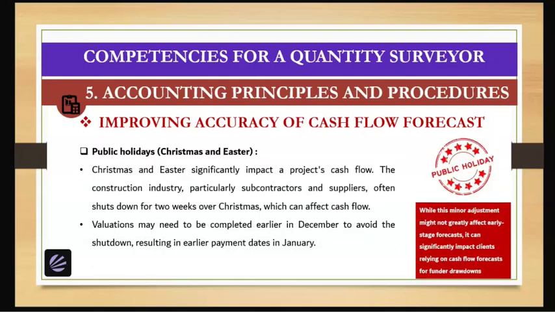Public holidays like Christmas and Easter significantly impact a project's cash flow. The construction industry, particularly subcontractors and suppliers, often shuts down for 2 weeks over Christmas, which can affect the cash flow. Valuations may need to be completed earlier in December to avoid the shutdown, resulting in earlier payment dates in January. While this minor adjustment might not greatly affect early stage forecasts, it can significantly impact clients relying on cash flow forecasts for funding drawdowns.